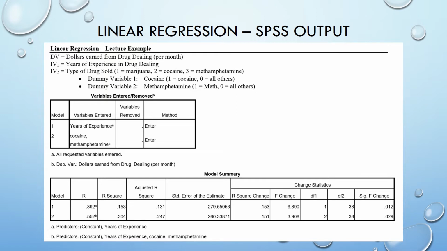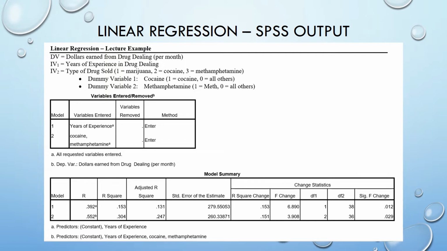And that's the cool thing with statistics and why linear regression is such a useful and amazing tool for us. All right, then you see the footnotes for variables entered and removed. It says all requested variables are entered. That's just how it was entered through SPSS. I said enter it and don't take it out. That's all that means. Then it has our dependent variable, where under footnote B it says dependent variable, which is dollars earned from drug dealing per month. So it's letting us know that.